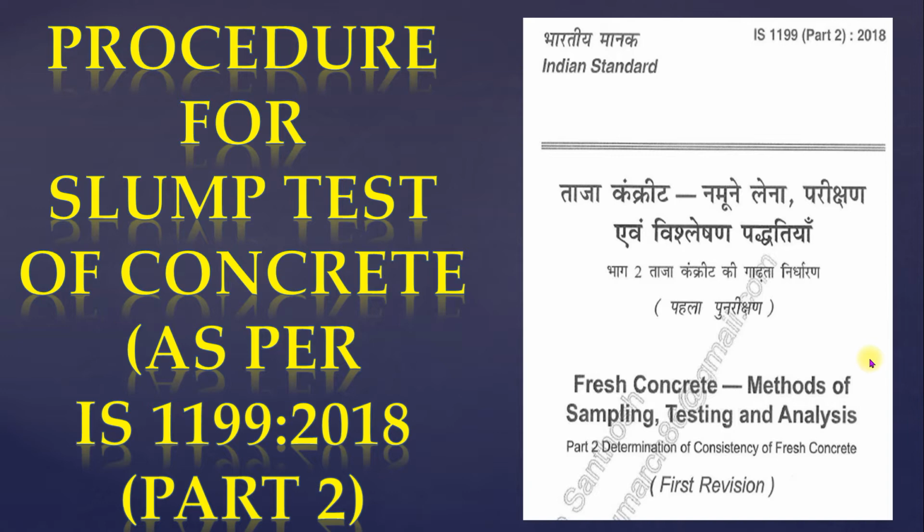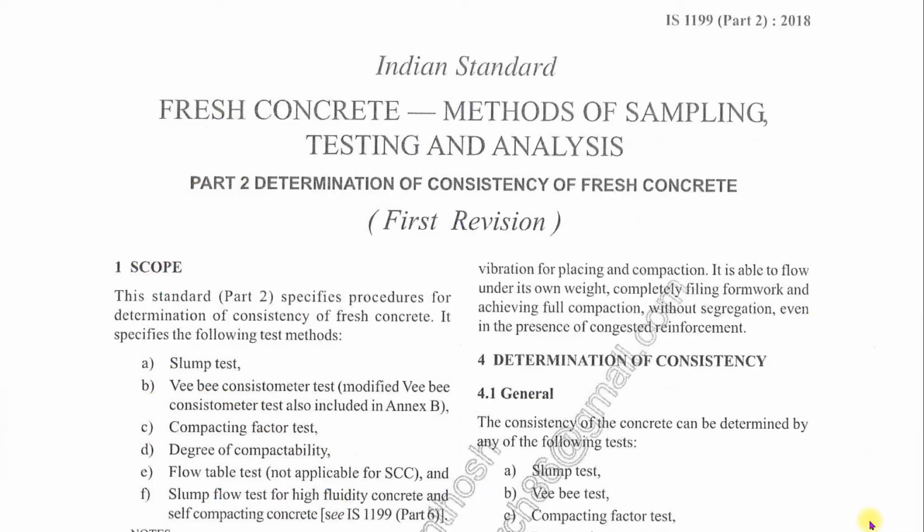Today, let us discuss the procedure for slump test of concrete as per IS 1199 2018 Part 2. So this is the IS code. IS 1199 stands for Fresh Concrete Methods of Sampling, Testing and Analysis. Part 2 is for determination of consistency of the fresh concrete. So for slump test, this is the referred IS code.